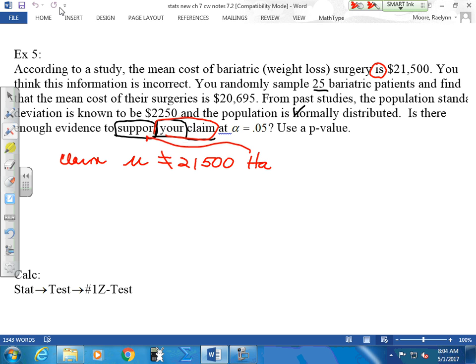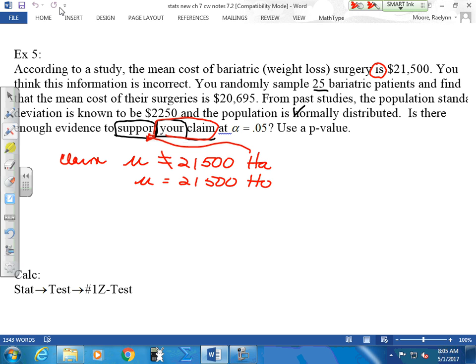This corresponds with this piece. Anytime we have an HA, we use the word support. Anytime we have an HO, we use the word reject. So that's going to help us tie in here. So the opposite, the complement of this is my HO. This is what my study says. I disagreed. I did not think it was 21,500. I thought it was different from. It's basically what we're saying. It's implied.